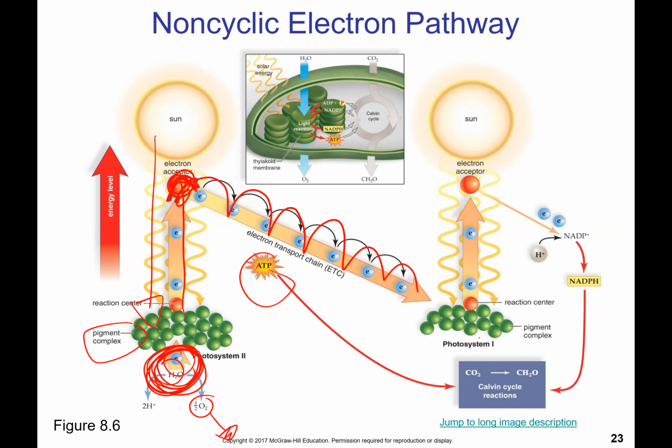And those electrons then go to photosystem 1, okay? The pigment gets the sunlight, which excites these electrons. Once these electrons get excited, they go down and create NADPH, okay? So that's a short version of what happens in the first part of the light reactions, which is the non-cyclic electron pathway.